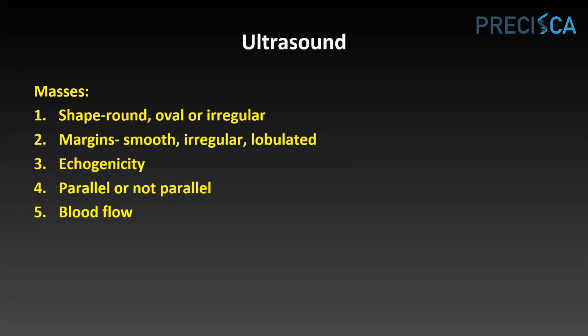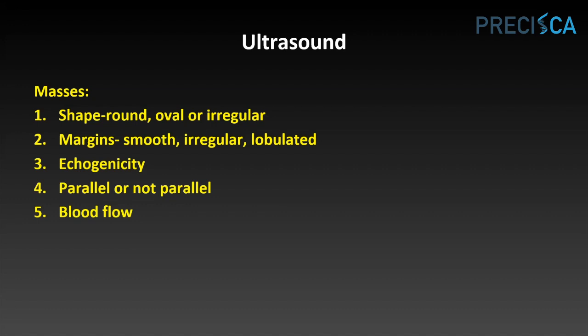On ultrasound, we also describe masses, which are the primary findings. And again, the shape: round, oval, or irregular. The margins: smooth, irregular, lobulated, or microlobulated. So you can see that the terminology is a little different with ultrasound. The echogenicity: are these masses mostly black or are they mostly white, which indicates hyperechogenicity.